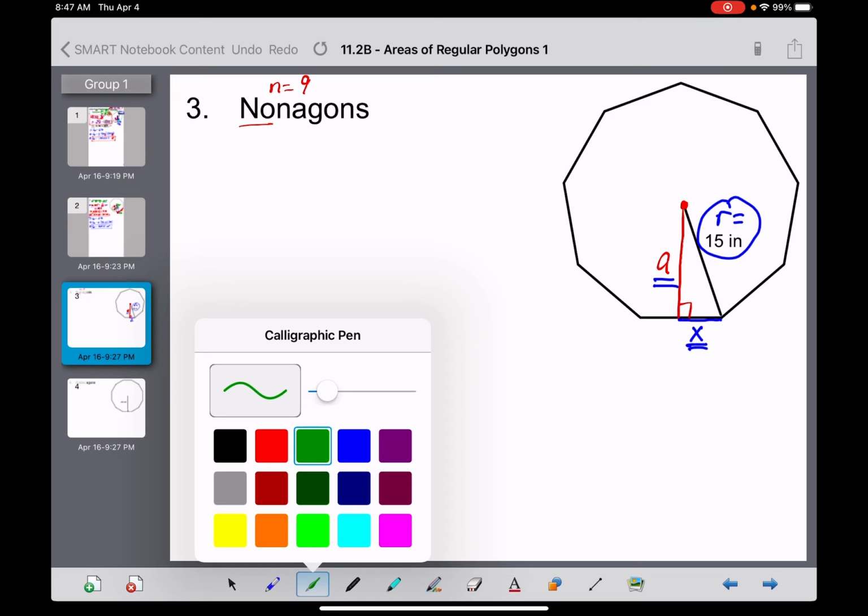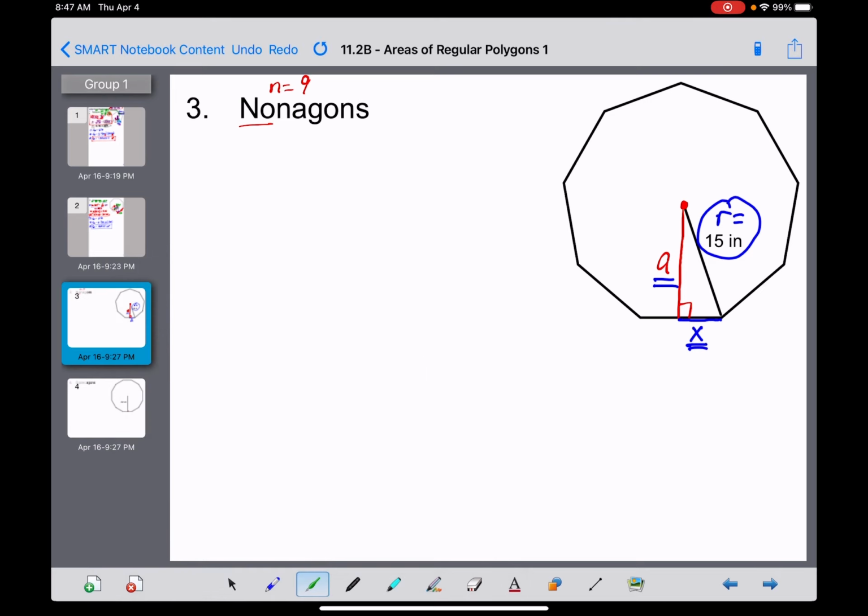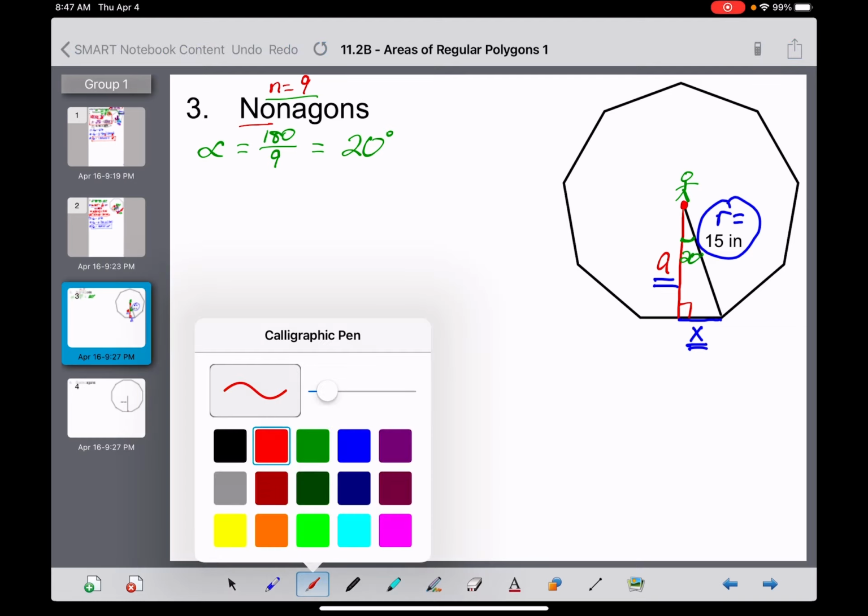All right. So let's start this one the same way we did before. We've got to find alpha first. That's going to be 180 divided by your n value here of 9. And I was at least nice to you guys about this. 180 divides evenly by 9, and that's going to give us 20 degrees for the measure of alpha, this little angle right here. So imagine yourself standing at that angle right there, and we need to find both A and x. Let's do A first, everybody.